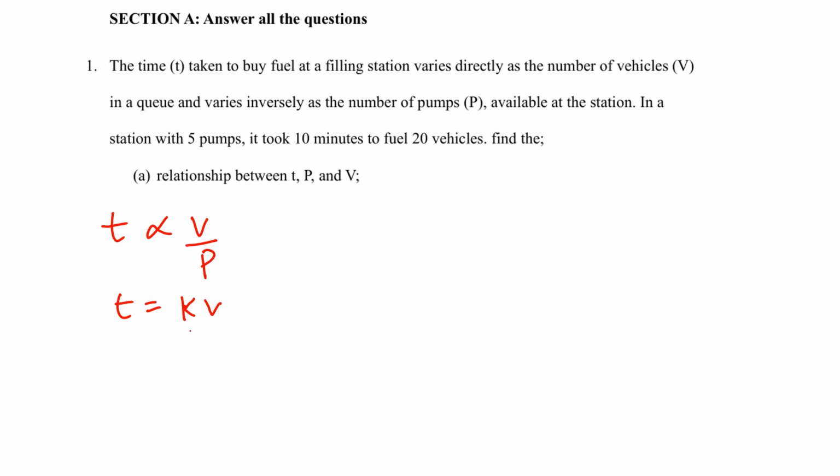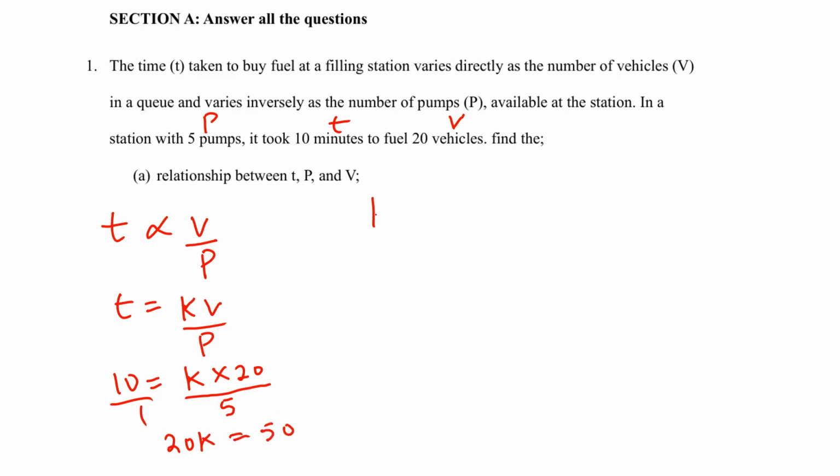KV over P. So we have P as 5, T as 10, V as 20. So let us substitute it into the equation. So T is 10, K times our V is 20, then our P is 5. So we can cross multiply. We have 20K equals to 50. So divide both sides by 20. You have K equals to 50 over 20. So therefore, K equals to 5 over 2.